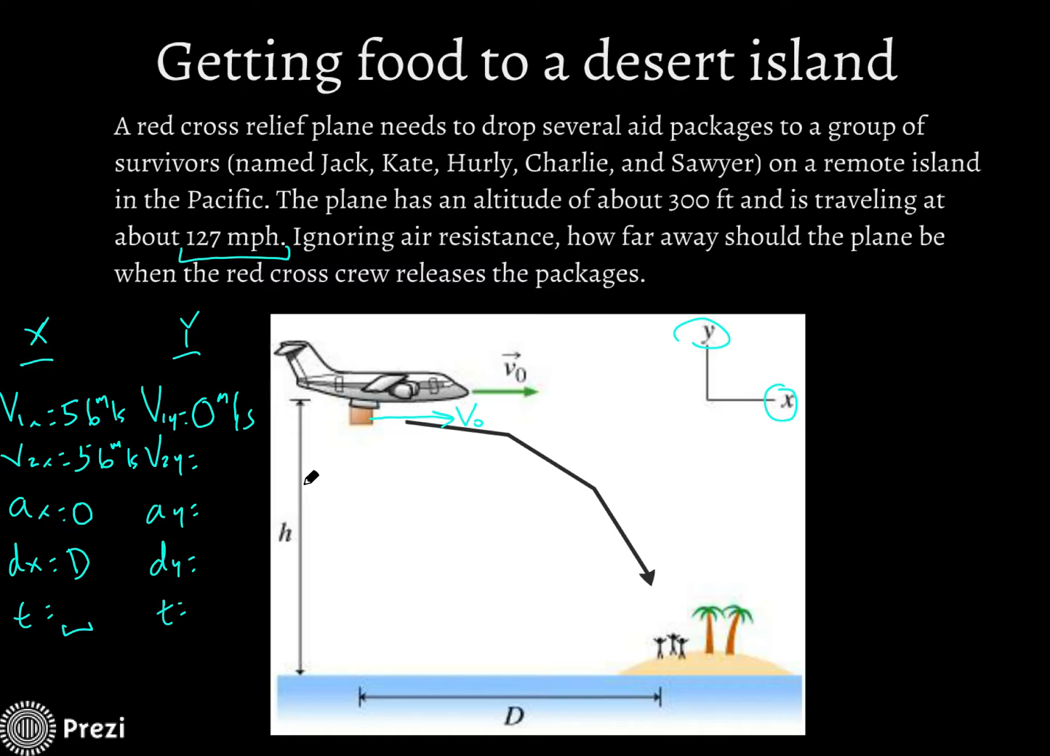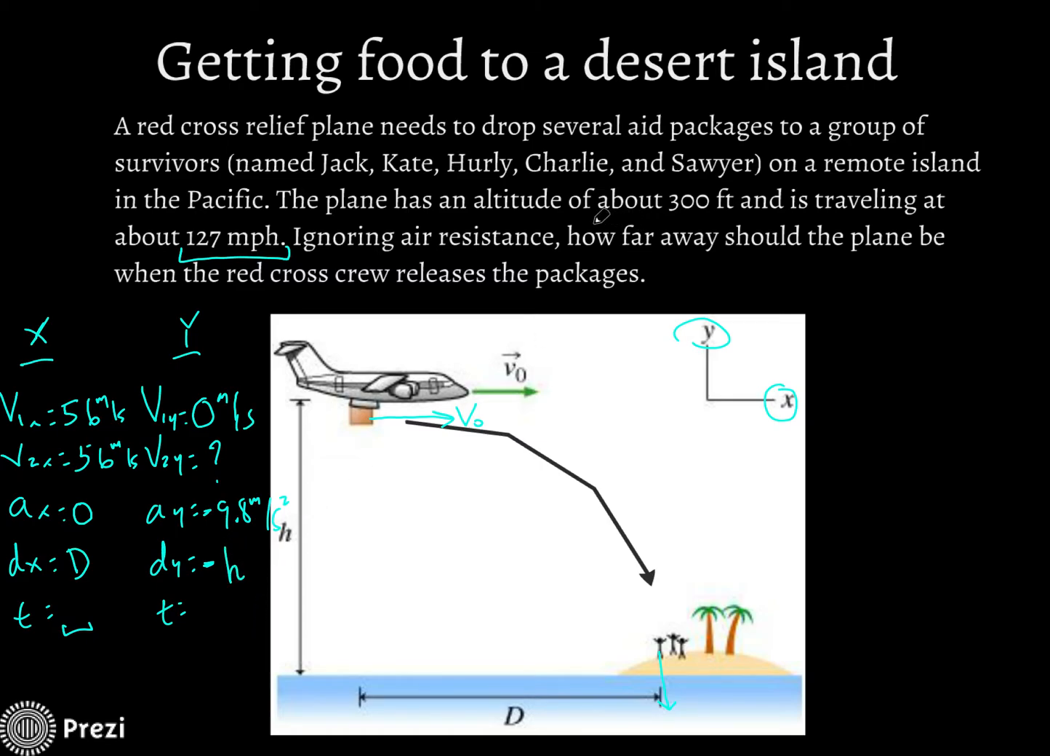Right. Now, we don't know what the speed's going to be just before it lands, right? So that's a big question mark. But we do know that the acceleration in the y direction is negative 9.8 meters per second squared. Okay? And we also know that this package is falling, so a negative height, negative h, okay?